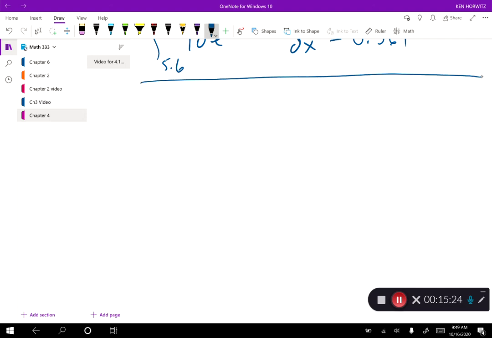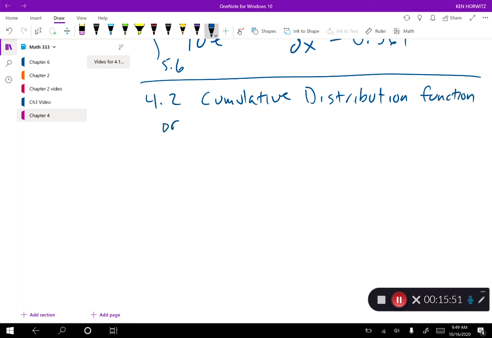All right, so now we're going to move into 4.2, and we're going to talk a little bit about the cumulative distribution function, or CDF, of the continuous random variable.